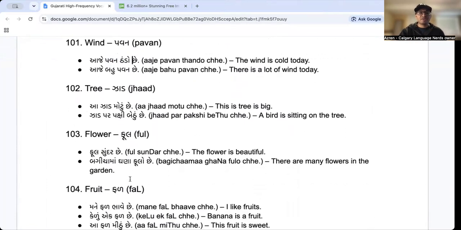Next one is jhad. Jhad is a word we've covered in passing before, which means tree. So A jhad motu che. This tree is big. Easy peasy. Jhad par pakshi betu che. Or if we simplified it, we could get rid of betu. Jhad par pakshi che. There is a bird on the tree.